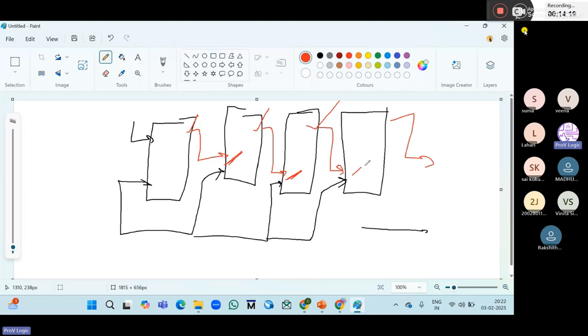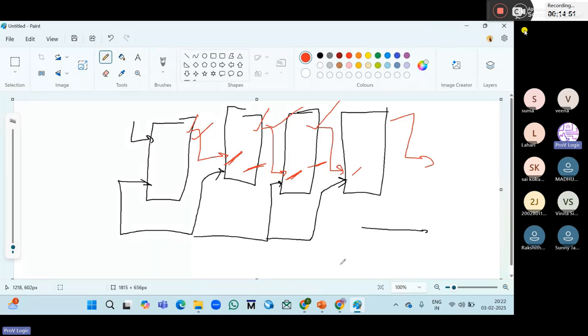Mostly in asynchronous circuits we get glitches and hazards. We also cannot have proper timing because of the asynchronous dependency, and we don't get the outputs at the same time. Until one circuit generates its output, the next circuit will not be activated. That is the major issue we see.